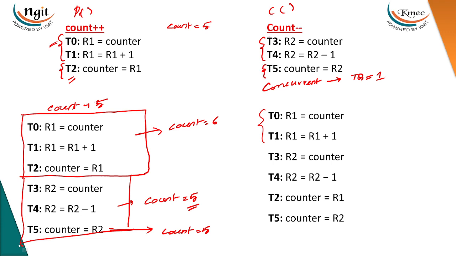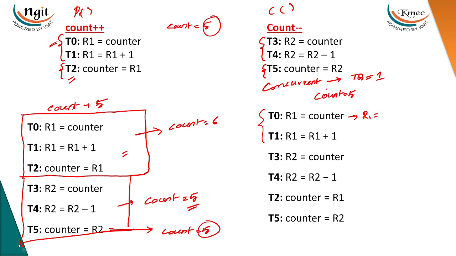Now let's see whether the count value is the same as the previous one or not. Let's see here. I will write r1 and count. So what is the count value initially? 5. The count value initially is 5. I will write here count equal to 5.